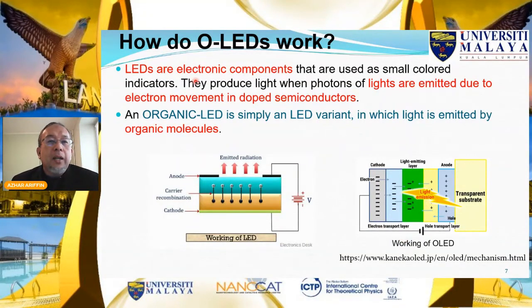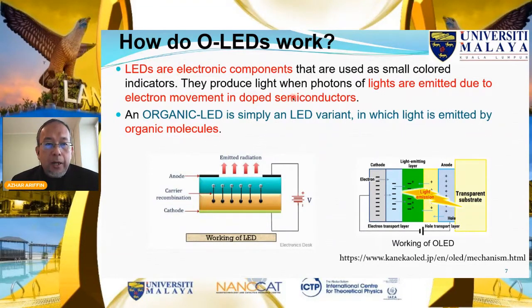LEDs are electronic components that are used as small color indicators. An LED produces light when photons of light are emitted due to the electron movement in the doped semiconductor. So this is how we get light from the LED device.